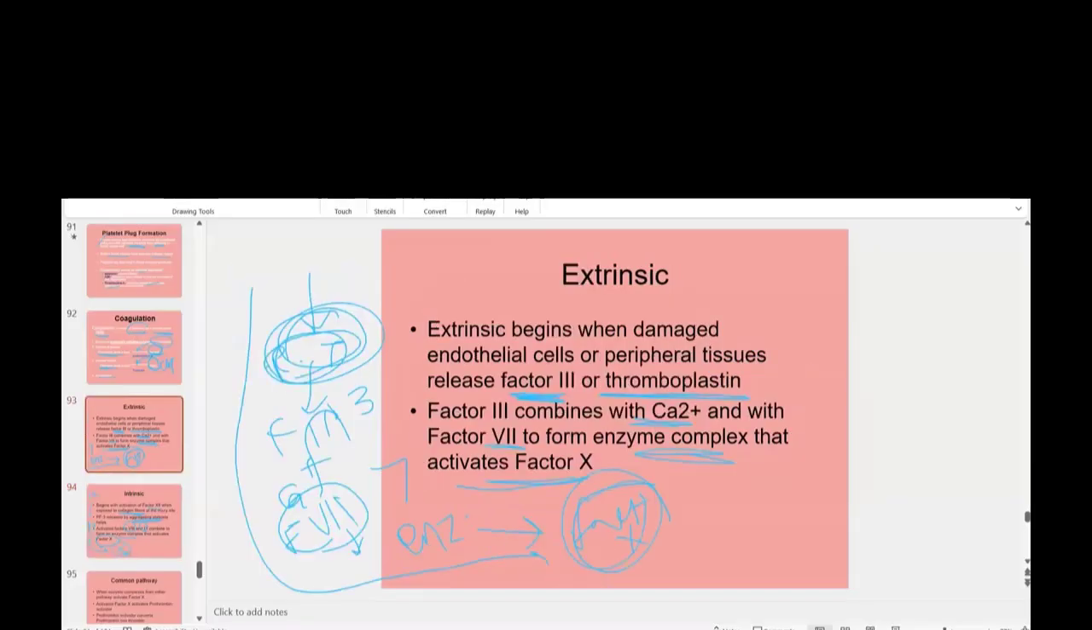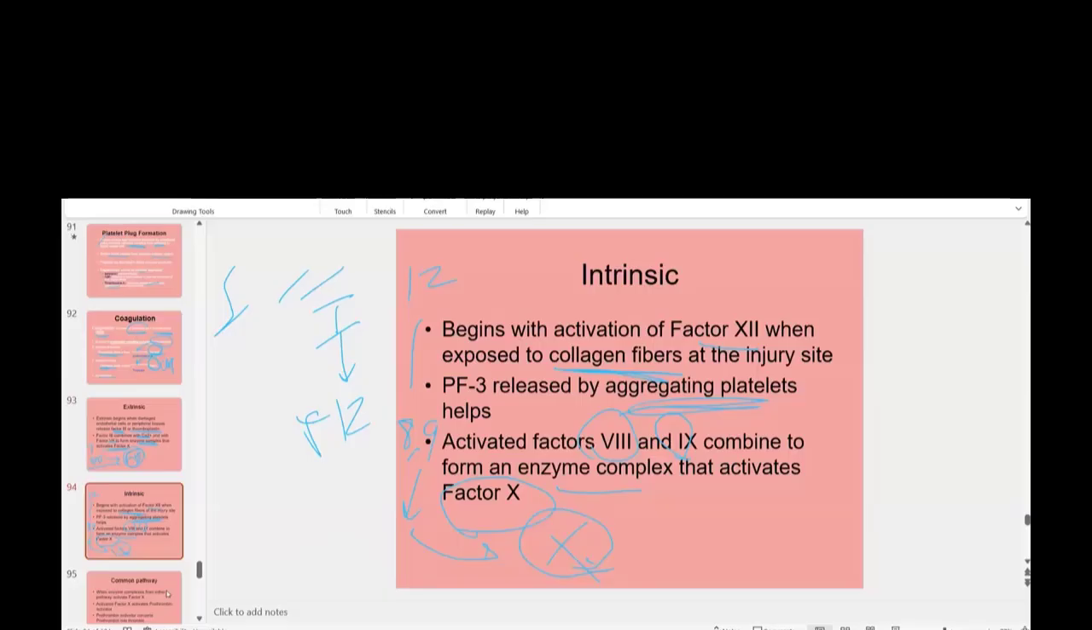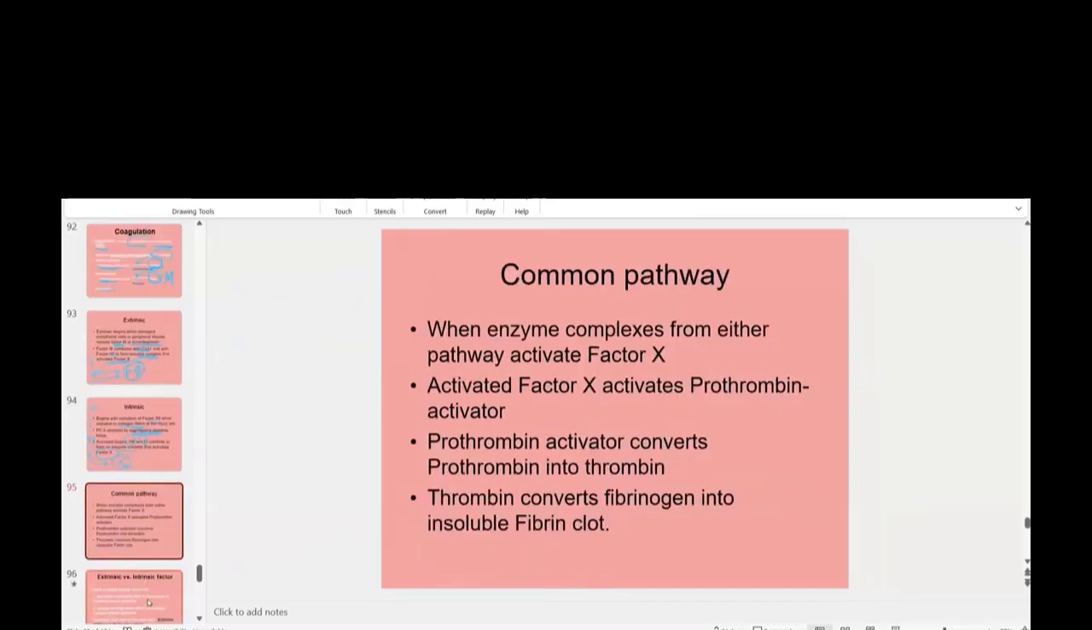So the previous one, extrinsic, is 3, 7, enzyme complex, 10. Intrinsic is 12, 8, 9, enzyme complex, 10. Both of them end up in 10. Now we come to the common pathway, when enzyme complexes from either pathway activate factor 10. So we have extrinsic, we have intrinsic. Extrinsic is coming like this, ending up at factor 10. Intrinsic is also coming this way, ending up at factor 10.